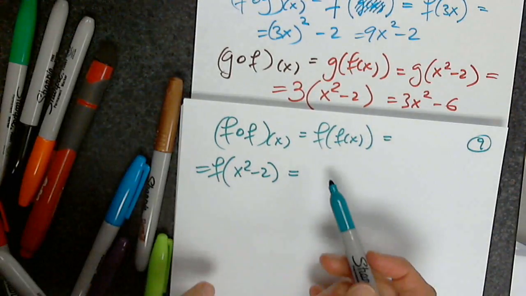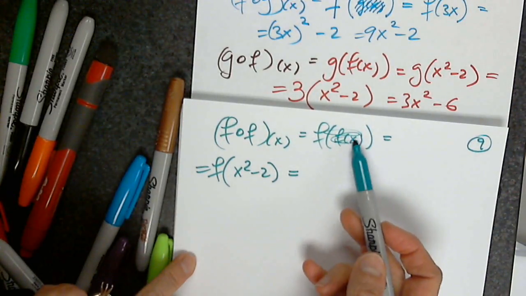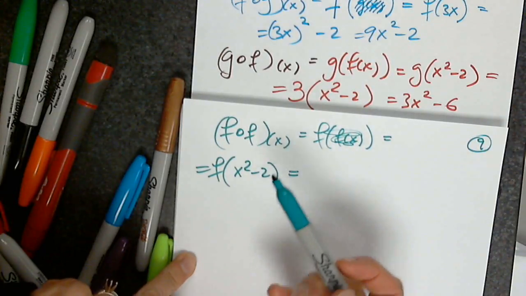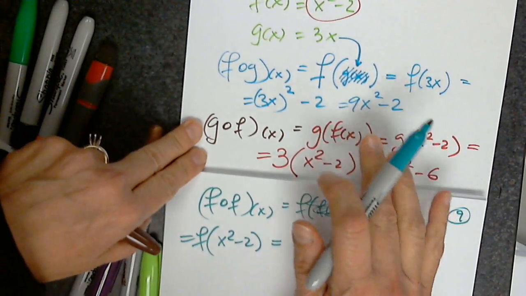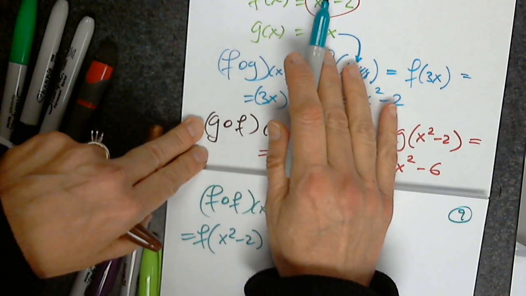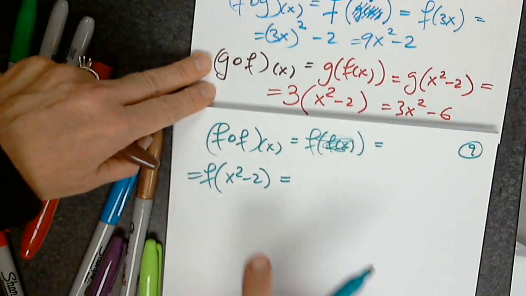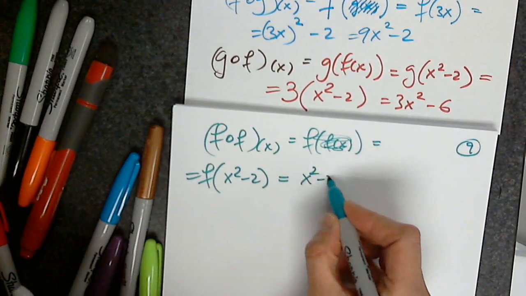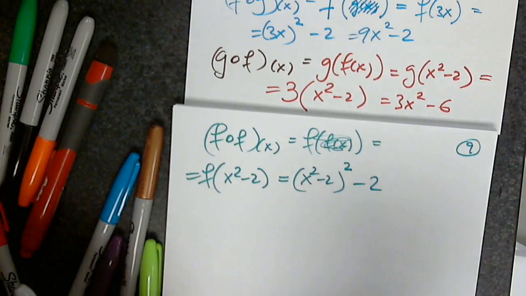So this is definitely f of x. So now I replace this by f of x. And then I look back at f of x and it says f of whatever is whatever squared minus 2. Now this is my whatever. So I have x squared minus 2, squared, minus 2.